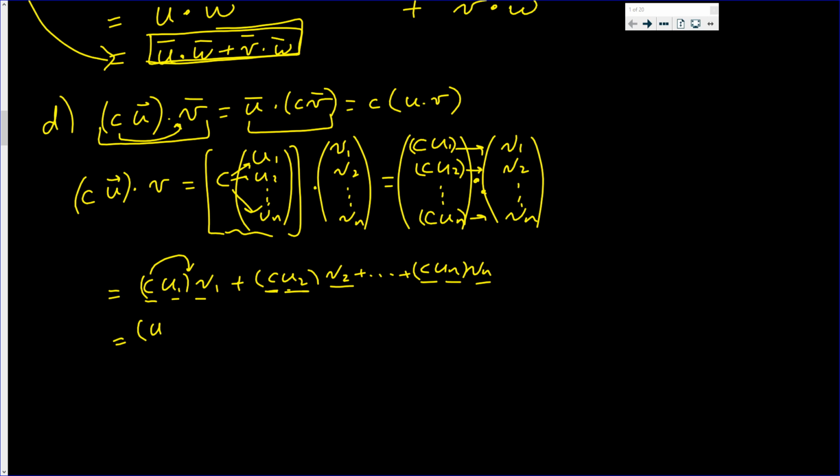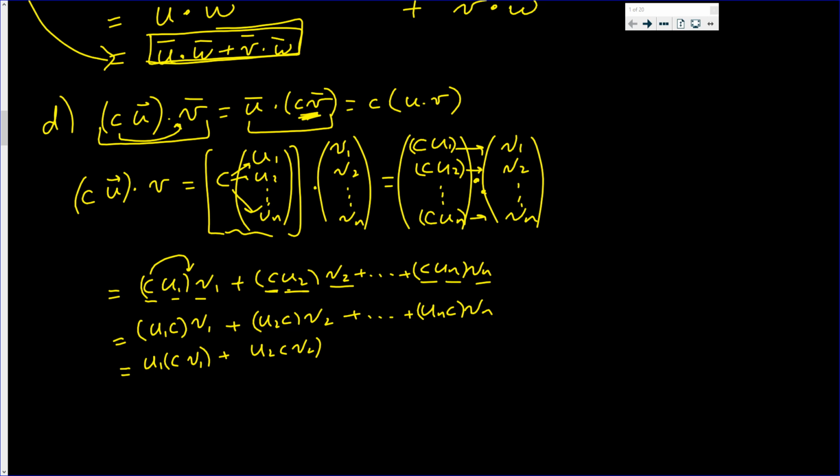So, this is u1 times c times v1 plus u2 times c times v sub 2, all the way down to u sub n c times v sub n. But I also want to get the c with the v. So I'll use their associative law. u1 c v1, didn't change the order, but I'll move the parentheses. u2 c v2, I could move the parentheses all the way down to u sub n times c v sub n. Okay.